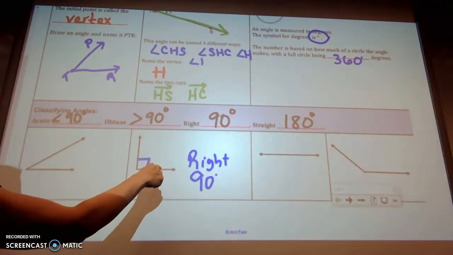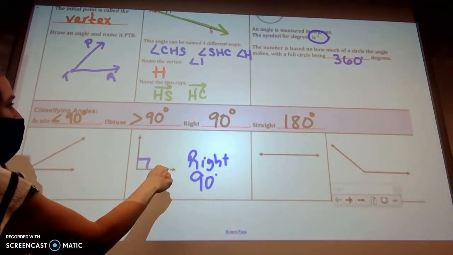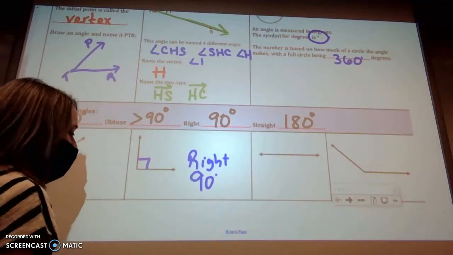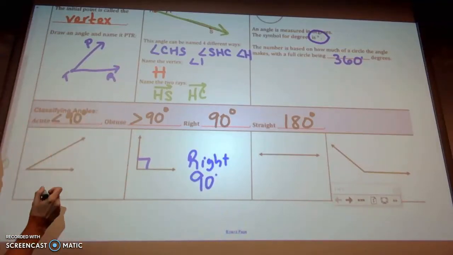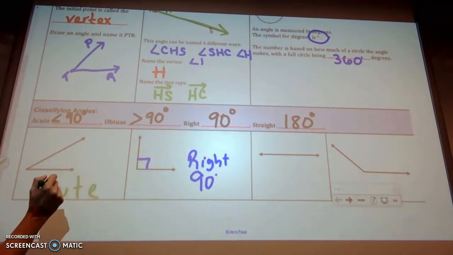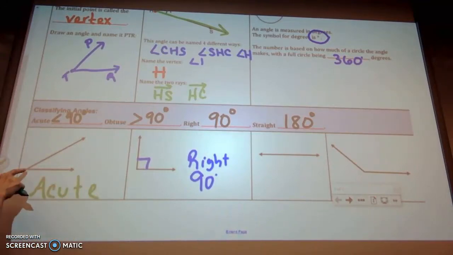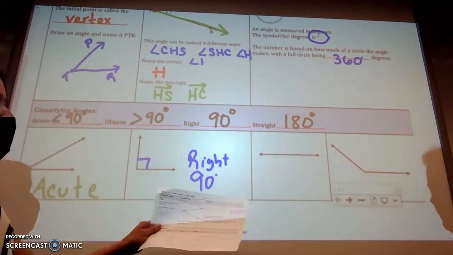So if this is our 90-degree angle, which one is smaller, more squished in than that? The one to the left. That's the cute one. It's a cute little angle. Now, do we know exactly how many degrees this is? No, I just know it's less than 90. Okay, moving on. What's this one then?